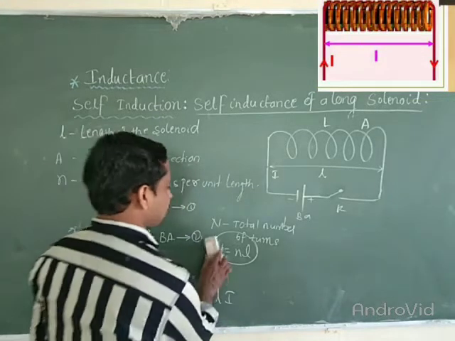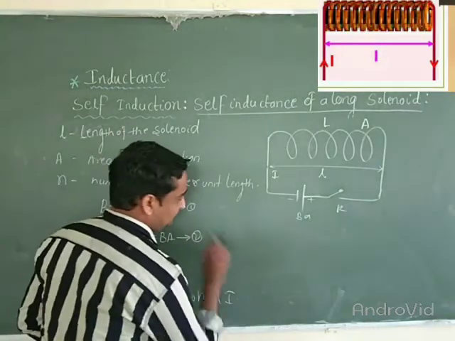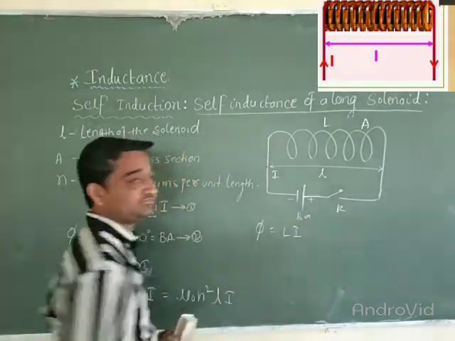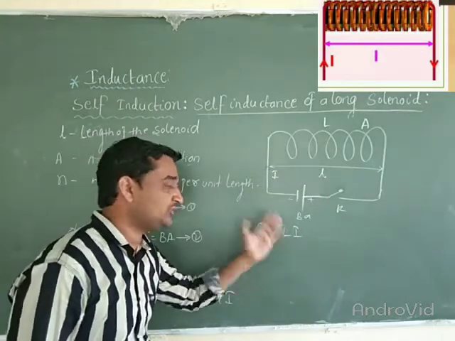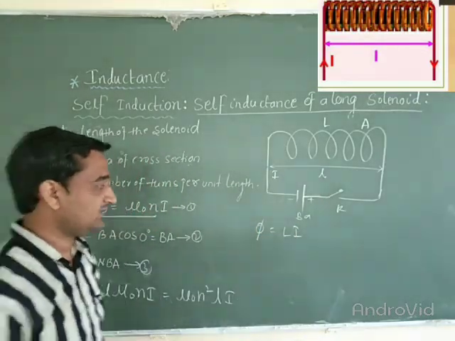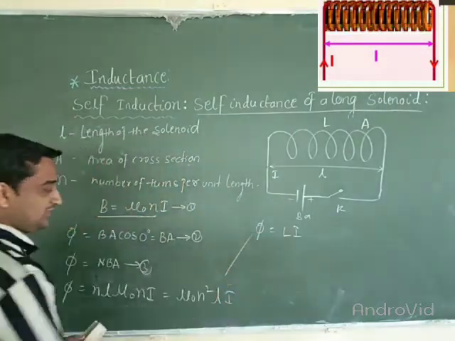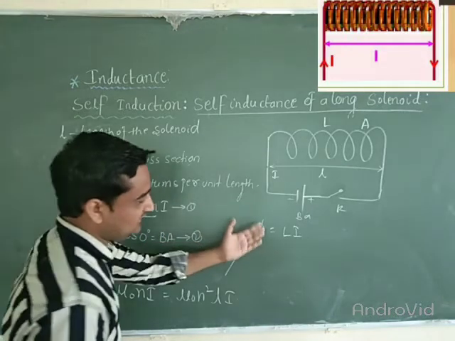So from this expression, what we can write here, and also we know that phi is equal to L into I. That is the magnetic flux linked to the solenoid at any instant of time in terms of the self-inductance of the coil, phi is equal to L into I. So comparing these two expressions, in LHS we have phi here, here also we have phi.